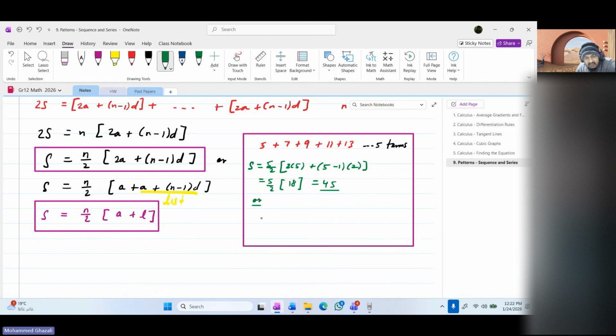Or if I use the second formula, S is equal to n over 2, which is 5 over 2 into a plus l. What's a? 5. And what's l? What's the last term? 13. Right? 5 plus 13 is 18. 18 divided by 2 is 9. 9 times 5 is 45. Okay, so we get the same answer. So I hope you understood that.